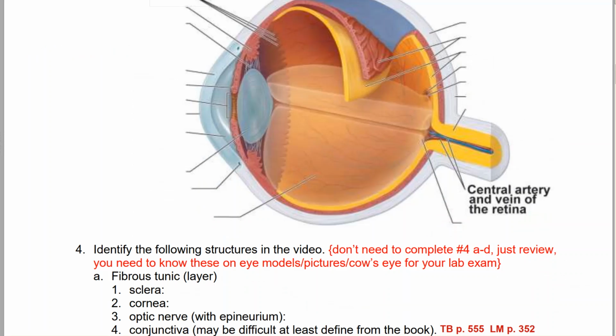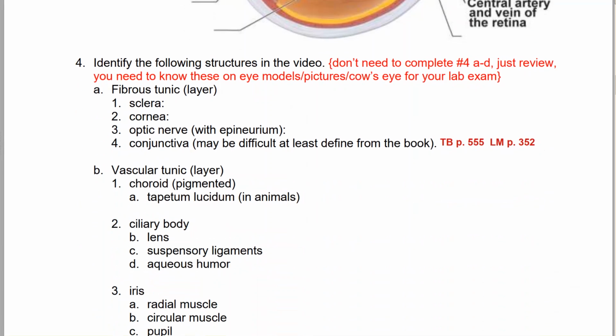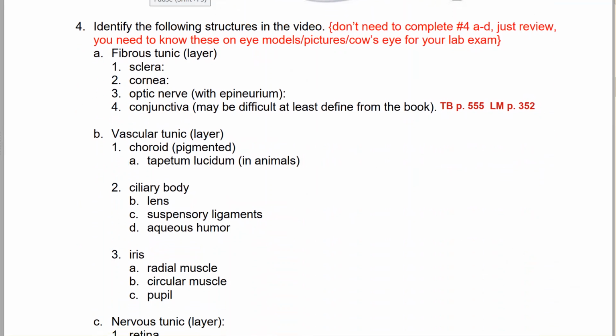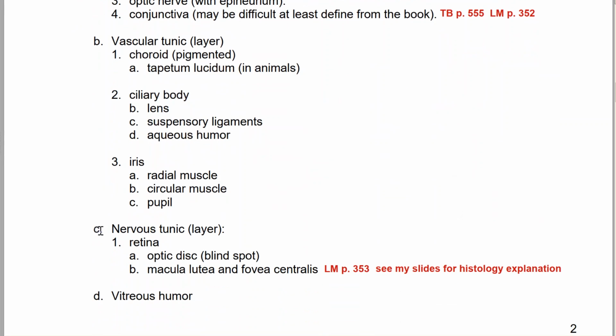All right, so back to your lab report, just label this picture. And then here's your fibrous tunic, your vascular tunic, and all the pieces, parts of it. The nervous tunic and all the pieces, parts of it. I want to draw your attention to optic disc and macula lutea and fovea centralis. These are areas of your retina that either have no photoreceptors for the blind spot or have heightened condensed photoreceptors, the macula lutea and fovea centralis. And I have some pictures to show you about that.